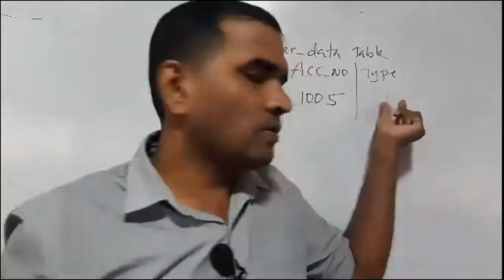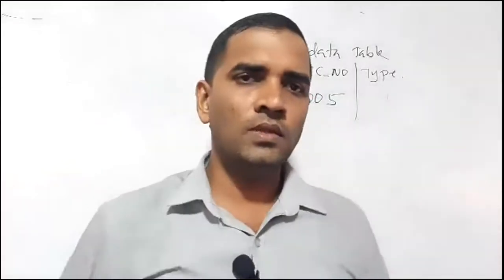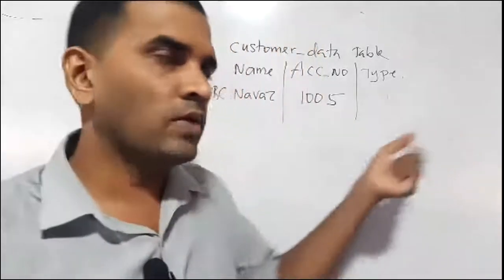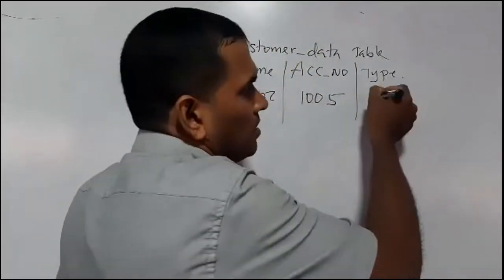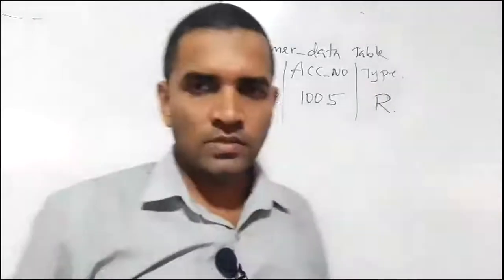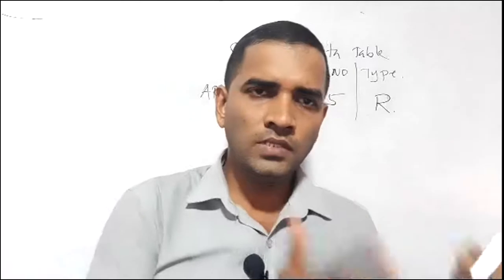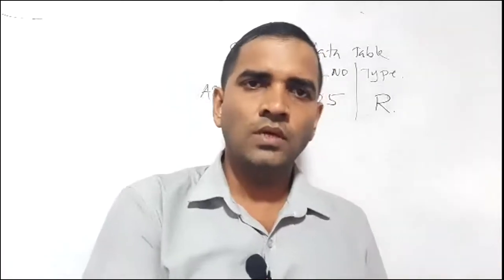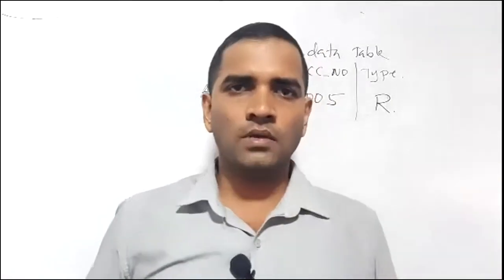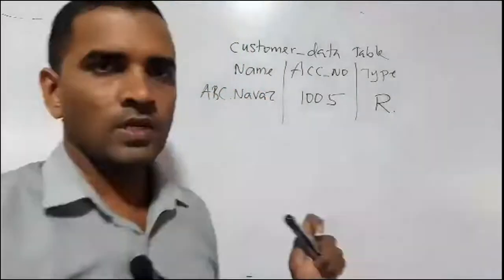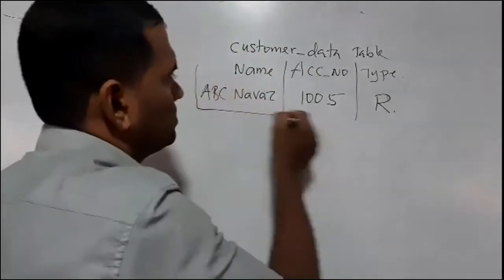What about type? Was it given in the previous question? Yes, right? What is it? R. Yes, it is given in the previous question. ABC Nawaz is a new customer, belongs to type R. So it is okay, right? So this is my first table.